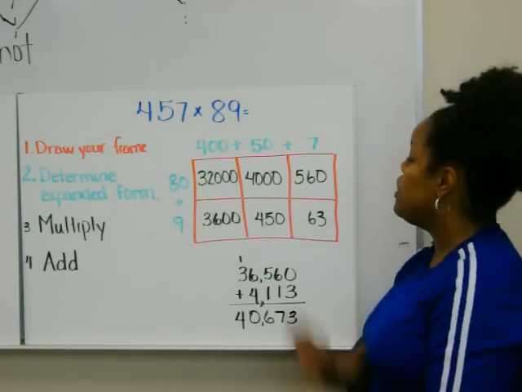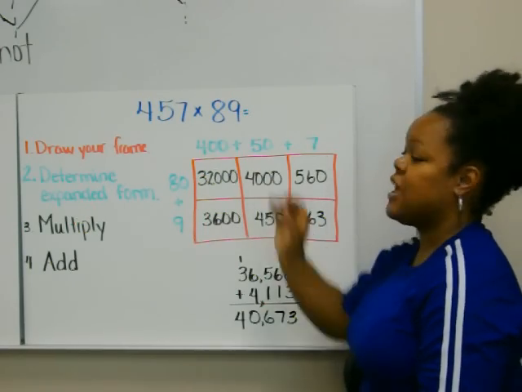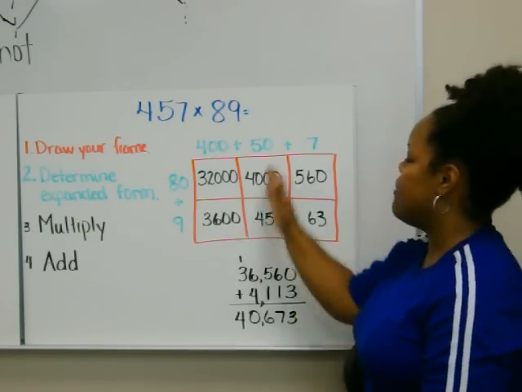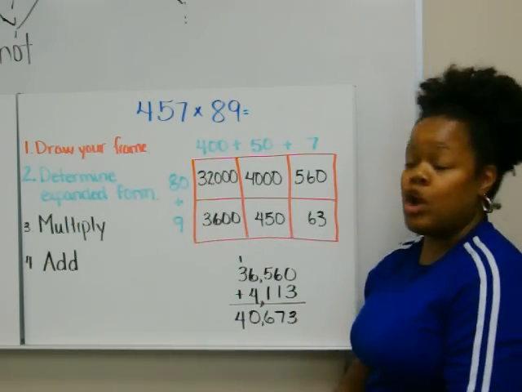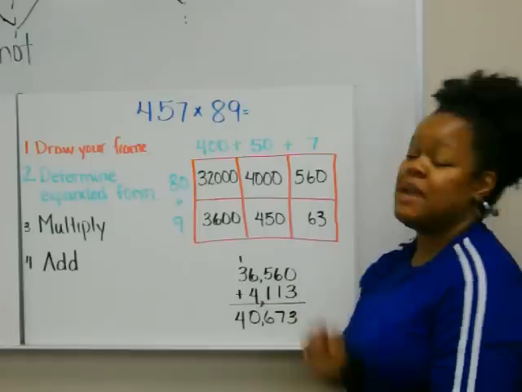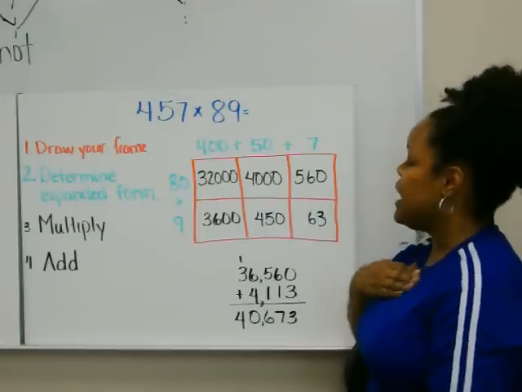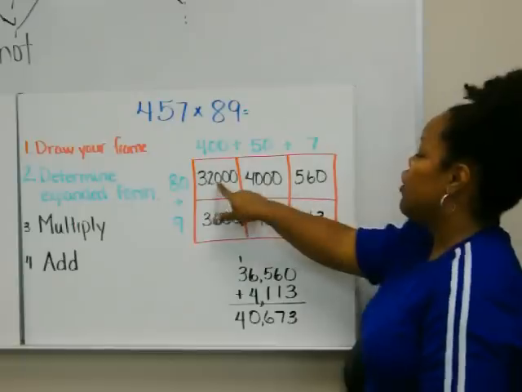Now, if you want to, you can add all of these digits together at one time. You can add them up by columns. You can add them up by rows. However, all of the sums need to be added together. I decided to add them up by column.